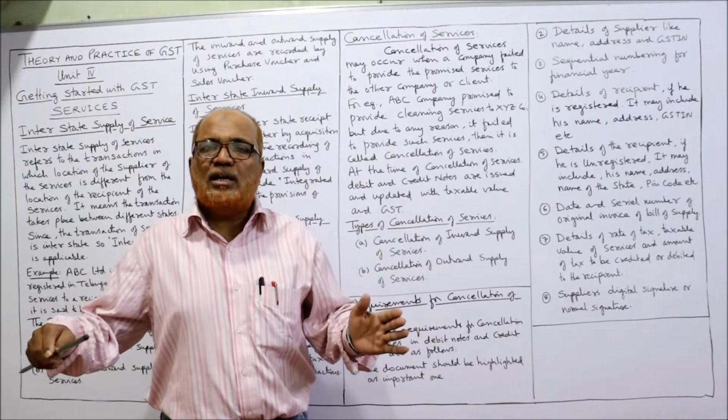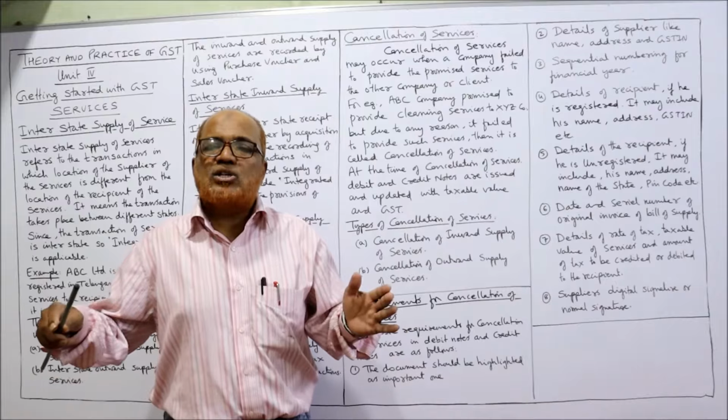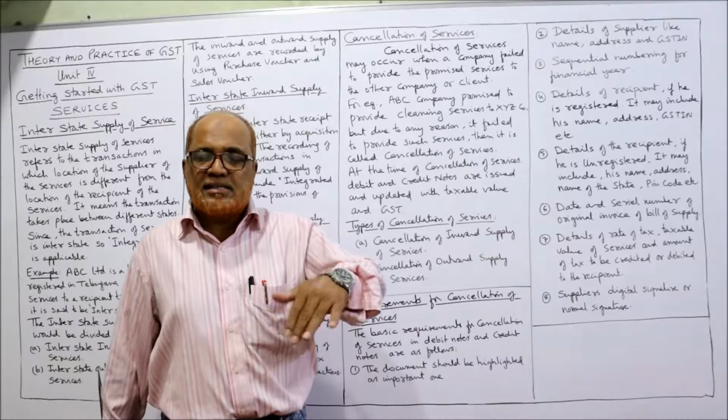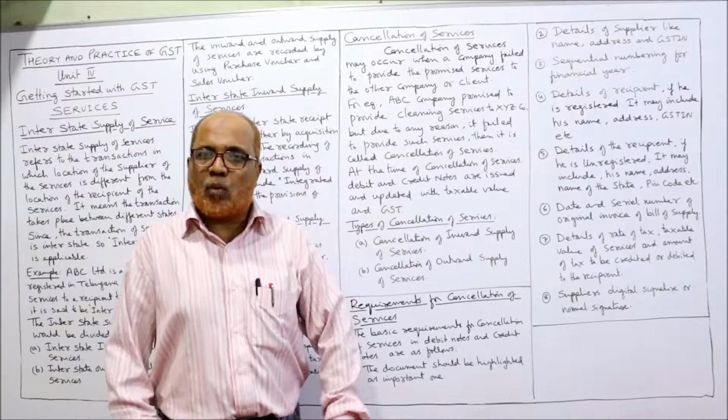Next, sequential numbering for the financial year. In one financial year, how many cancellations of services are there? That should be sequential in number. A sequence number should be provided.